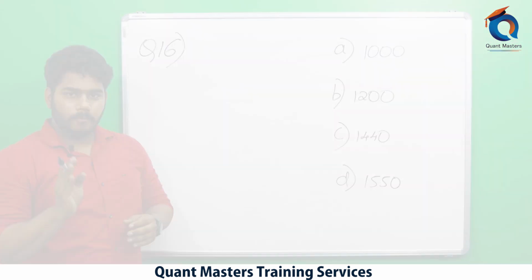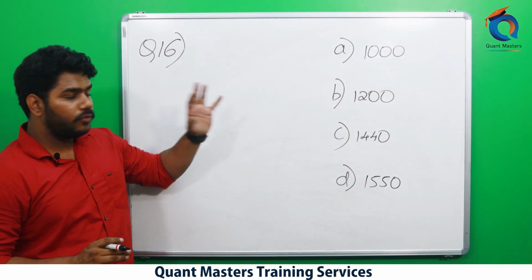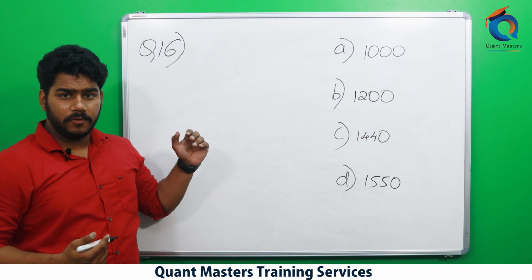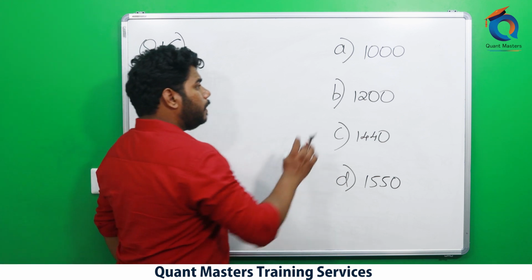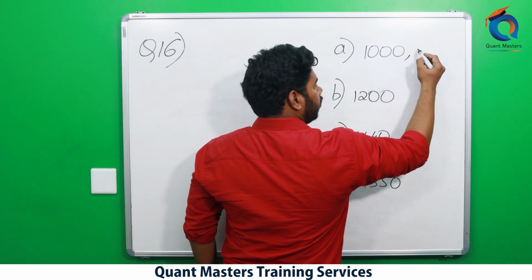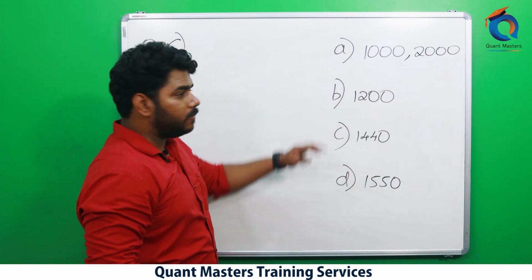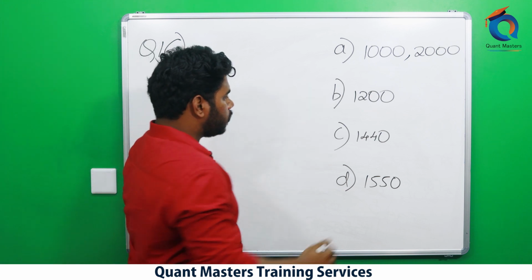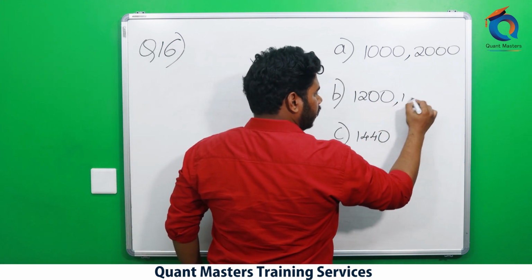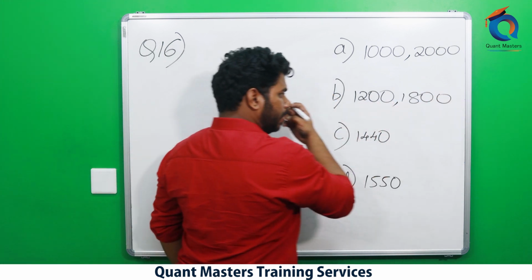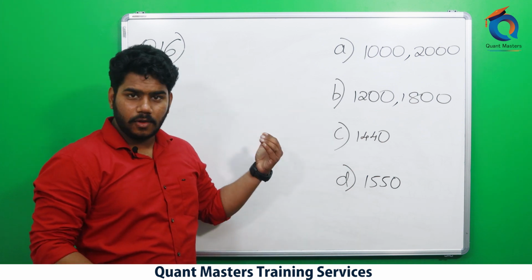Please make a note. People, the previous sum can be solved in a faster way and in a simpler way. Just look at the options. People, if horse is 1000, can I say carriage will be 2000? Because totally he is buying at 3000. I'm just going with the options. Second option, if horse is 1200, carriage will be how much? 1800. Because total is 3000.